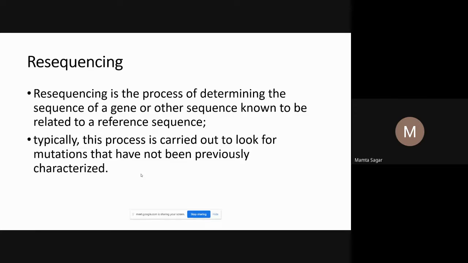Resequencing is the process of determining the sequence of a gene or other sequence known to be related to a reference sequence. As the name implies, resequencing means we are sequencing again. What is the need to repeat the process? Because we want to determine the differences. We can compare the sequence we are sequencing now with the reference sequence that we already had from the previous methods. Now again we are doing the sequencing, then we can compare.